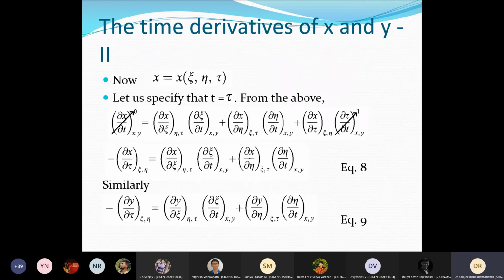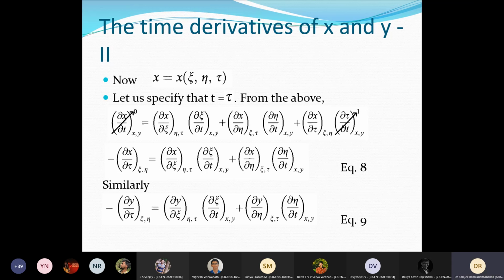Now let's look at the time derivatives of x and y. Now x is a function of ζ, η and τ. Let's specify that t is equal to τ. So ∂x/∂t will be, again by chain rule, ∂x/∂ζ into ∂ζ/∂t plus ∂x/∂η into ∂η/∂t plus ∂x/∂τ into ∂τ/∂t.